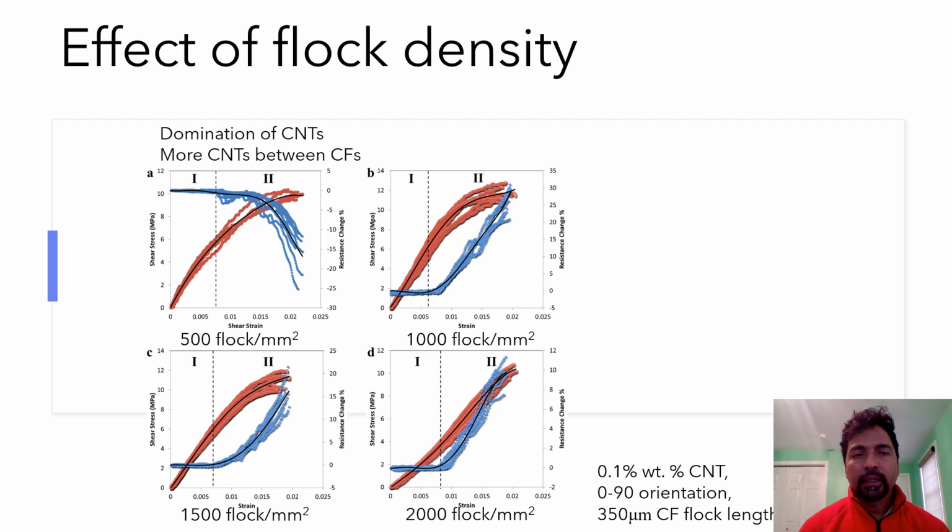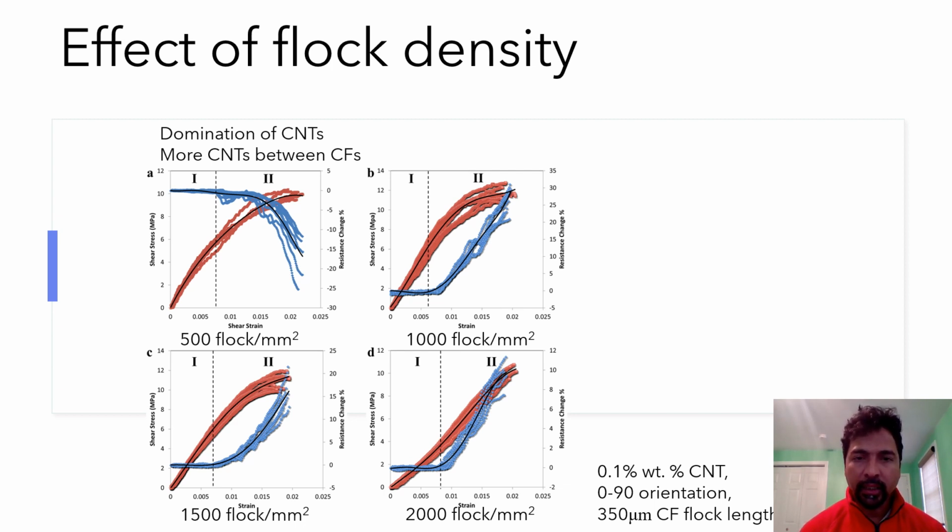The next one I want to discuss is the effect of flock density. Here we have 0.1% weight percent of CNT, 0/90 orientation, and 350 microns carbon flock length. For this composite type, we wanted to investigate the effect of flock density. We have 4 different flock densities here: 500 fibers per millimeter square, 1000 fibers per millimeter square, 1500, and 2000 fibers per millimeter square.